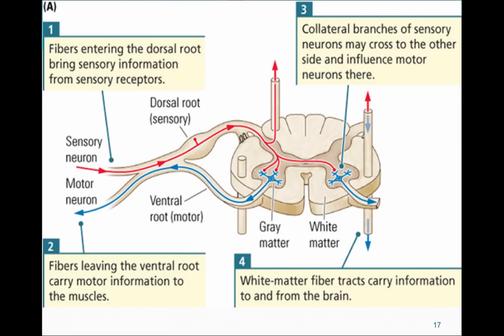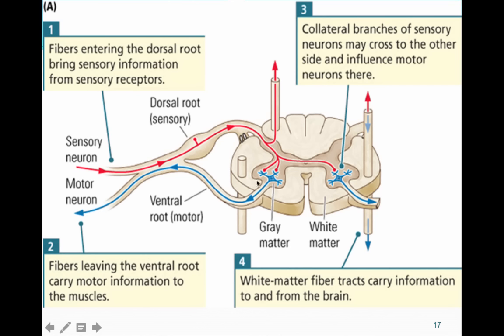So again, going back to this diagram, you can see that the motor neuron is moving away from the center of the spinal cord. Fibers leaving the ventral roots carry motor information to the muscles, that have to do with movement. So you've got the dorsal roots, then you've got motor roots, and then there's collateral movement of the sensory roots, and then basically you also have white matter.